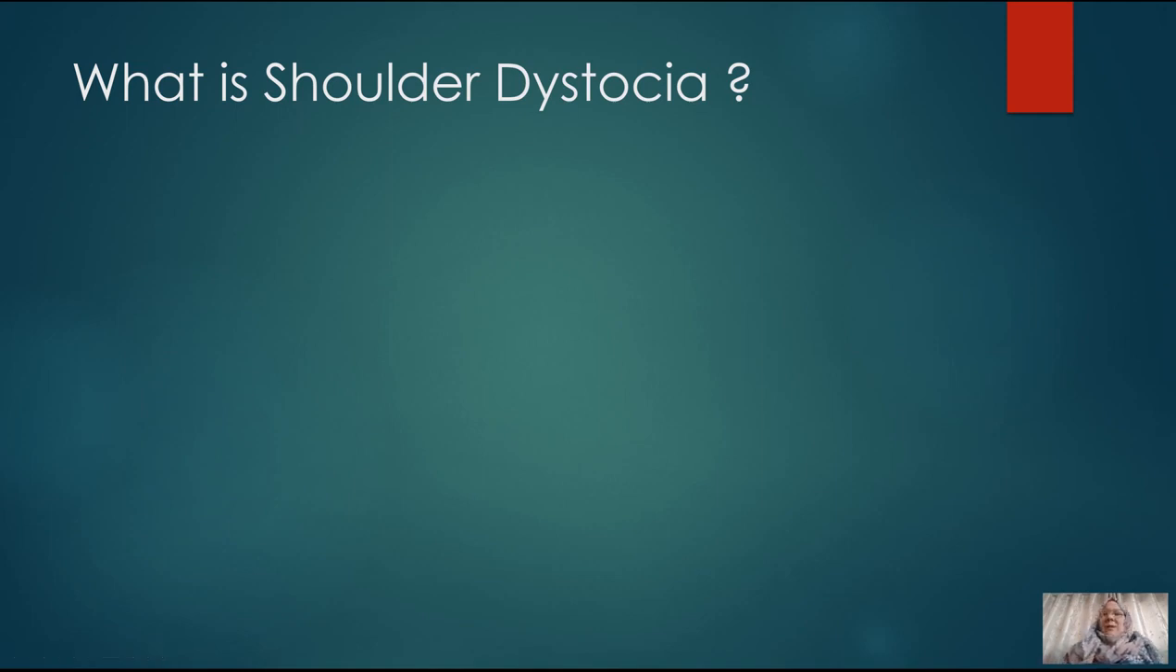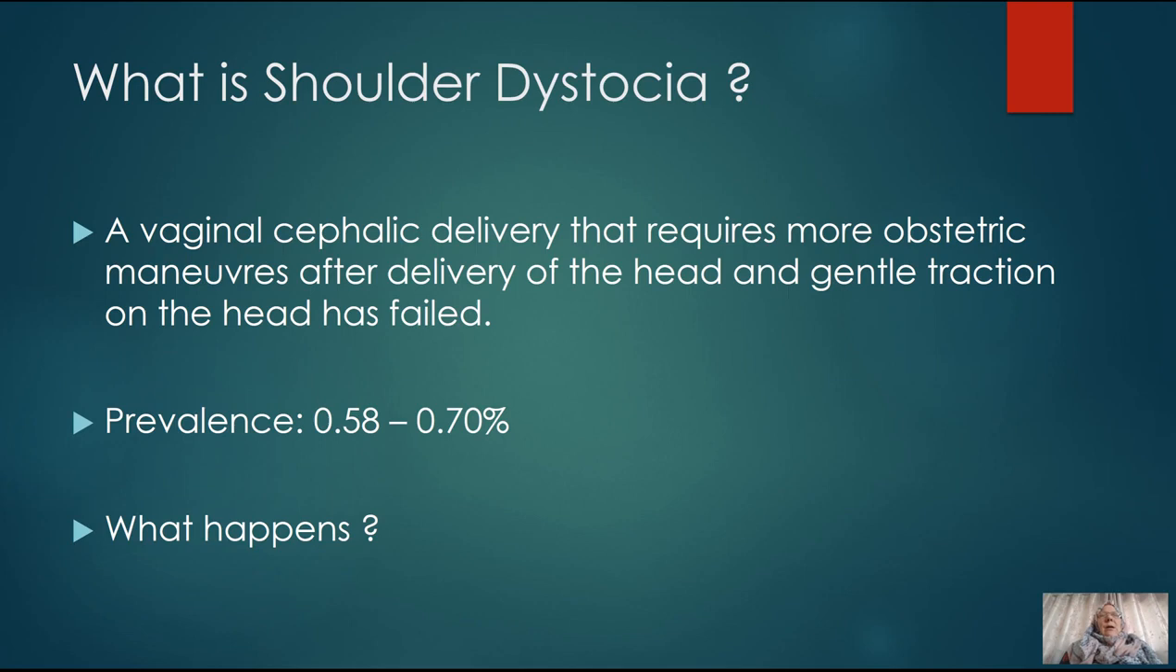First of all, what is shoulder dystocia? Shoulder dystocia is what requires more obstetric maneuvers after delivery of the head. So the head is delivered, but the anterior shoulder is trapped behind the symphysis pubis. So it's a bony obstruction in the delivery process. And this has to be very clear to you when you talk about shoulder dystocia, that this is a bony obstruction in the delivery process. It is rare, so the prevalence is less than 1%.